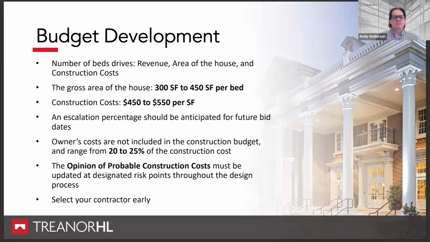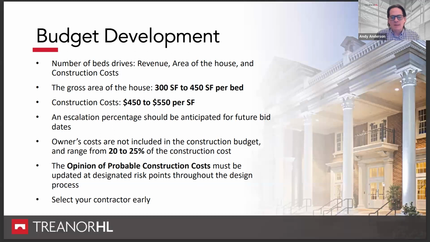Now, these numbers are constantly changing, as many of you know, with COVID and the inflation we've been seeing. Prices have continued to climb. But currently, depending on where you are in the country, we're seeing construction costs ranging from $450 to $550 per square foot, which is obviously a high number. So you basically take that area per bed times the number of beds times the dollars per square foot. You've bracketed a number, and I make a note here.